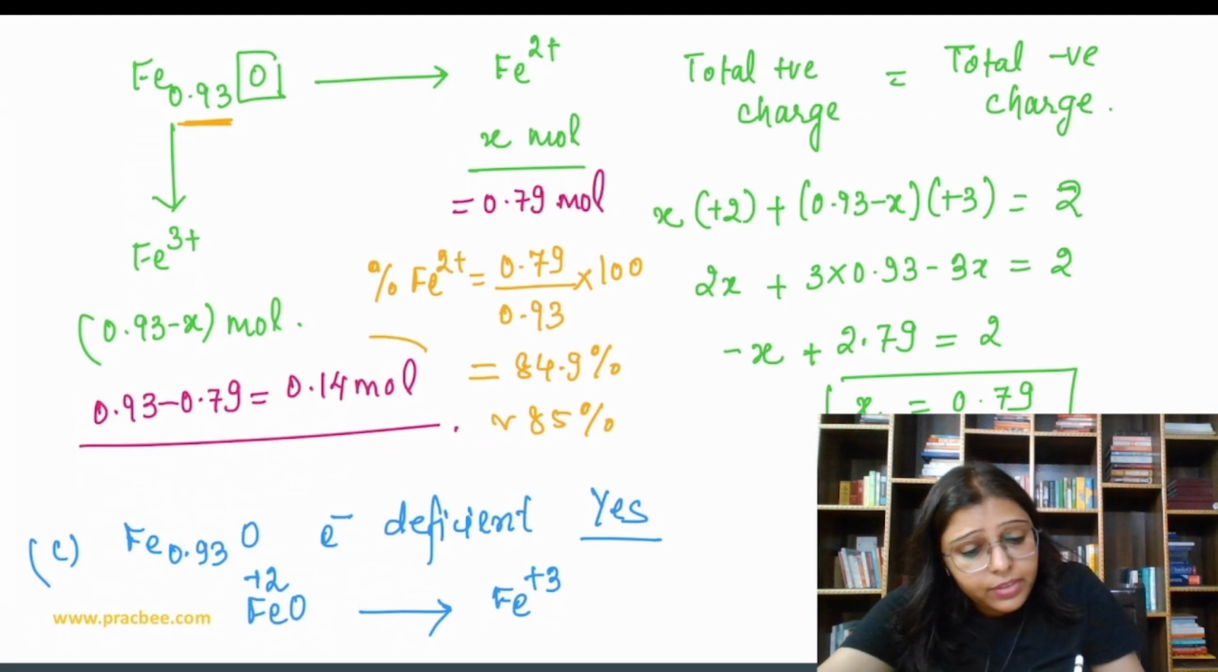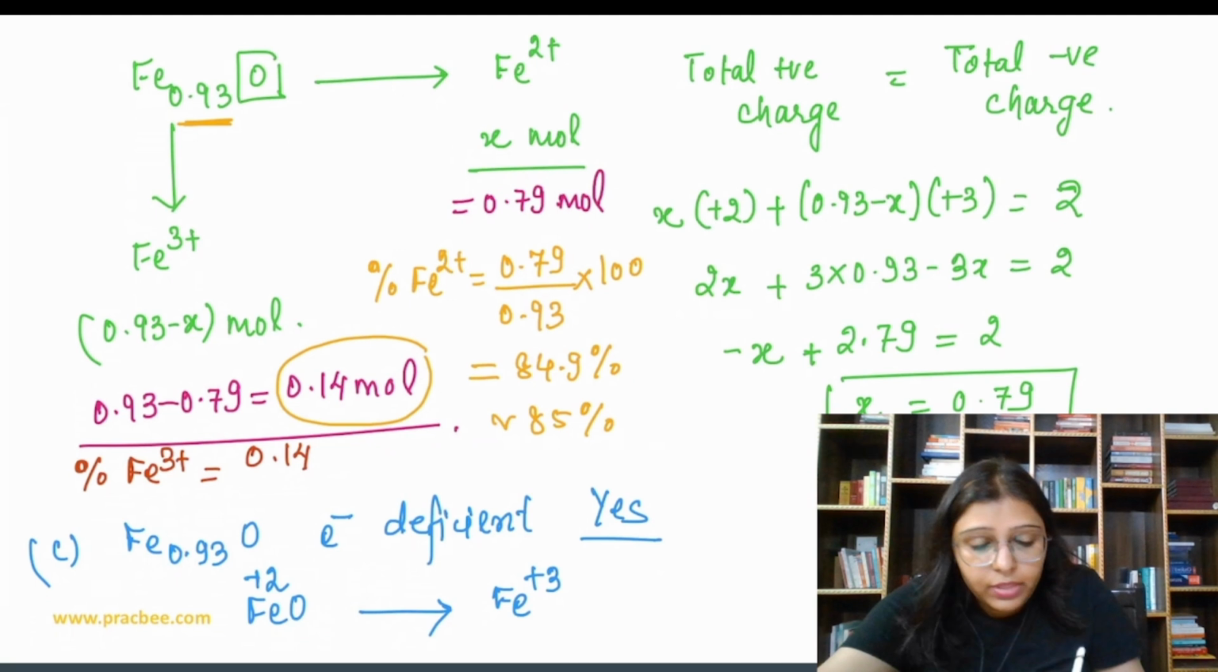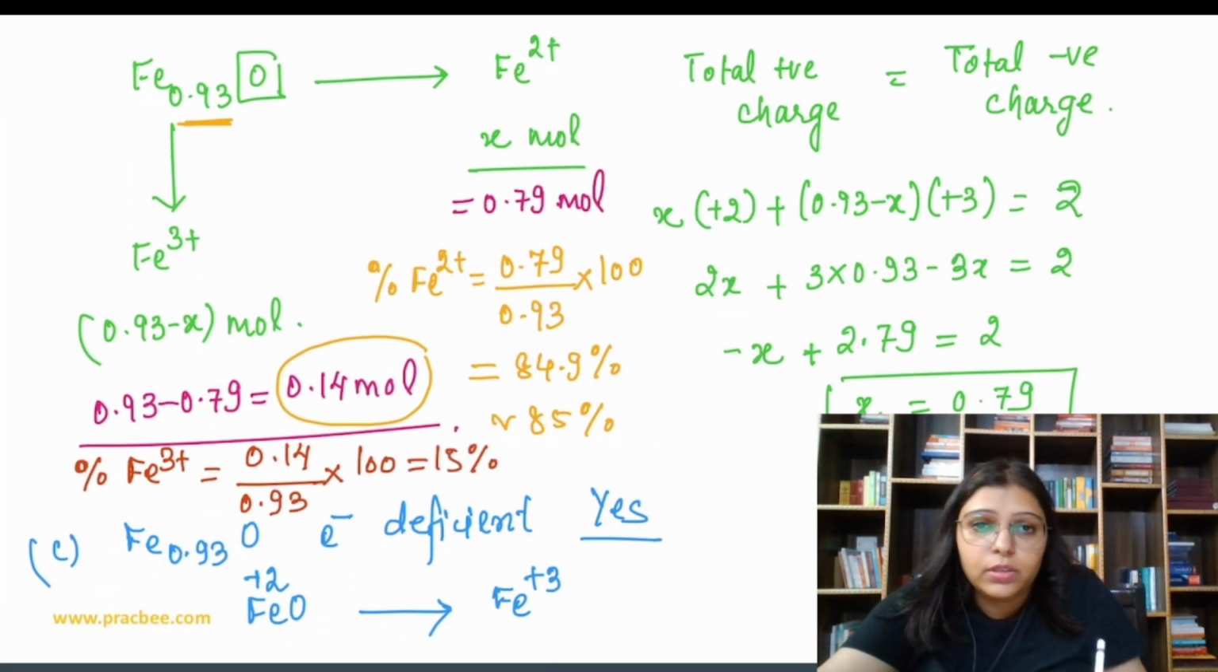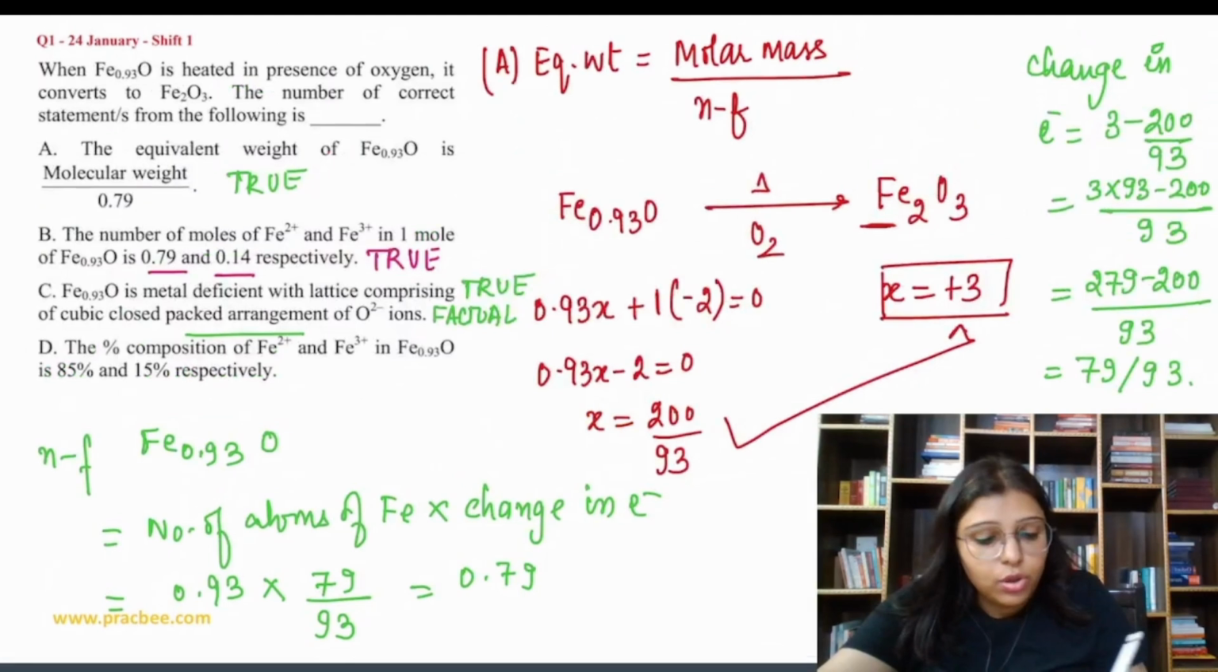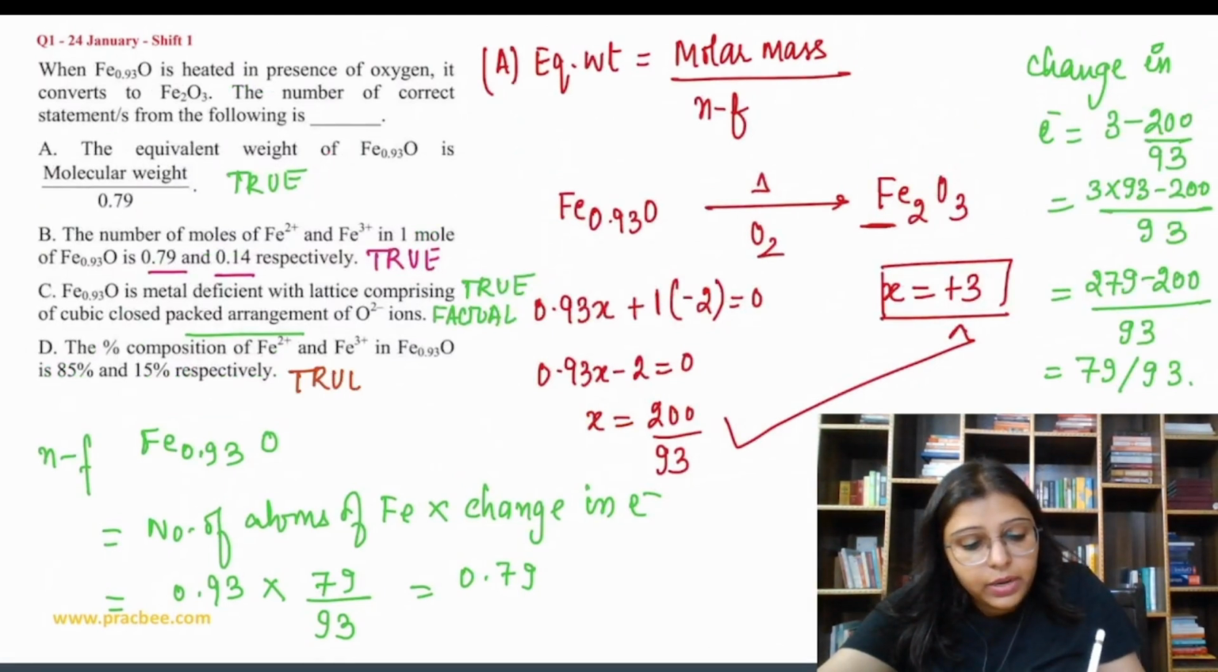Here we have Fe3+, 0.14 mole. So in order to calculate the percentage of Fe3+, 0.14 moles of Fe3+ divided by total moles 0.93, and into 100. So when you solve this, you get 15%. So this statement is also a correct statement.